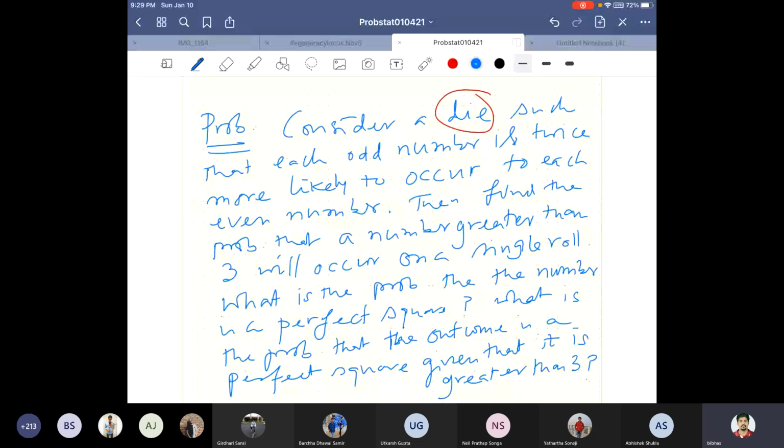I need to check. But let us say I want to solve this problem. Whenever I have a problem like this, I always try to find out what the sample space is. So what is the sample space here? Sample space is the set of all possible outcomes. So here the sample space is 1, 2, 3 up to 6.